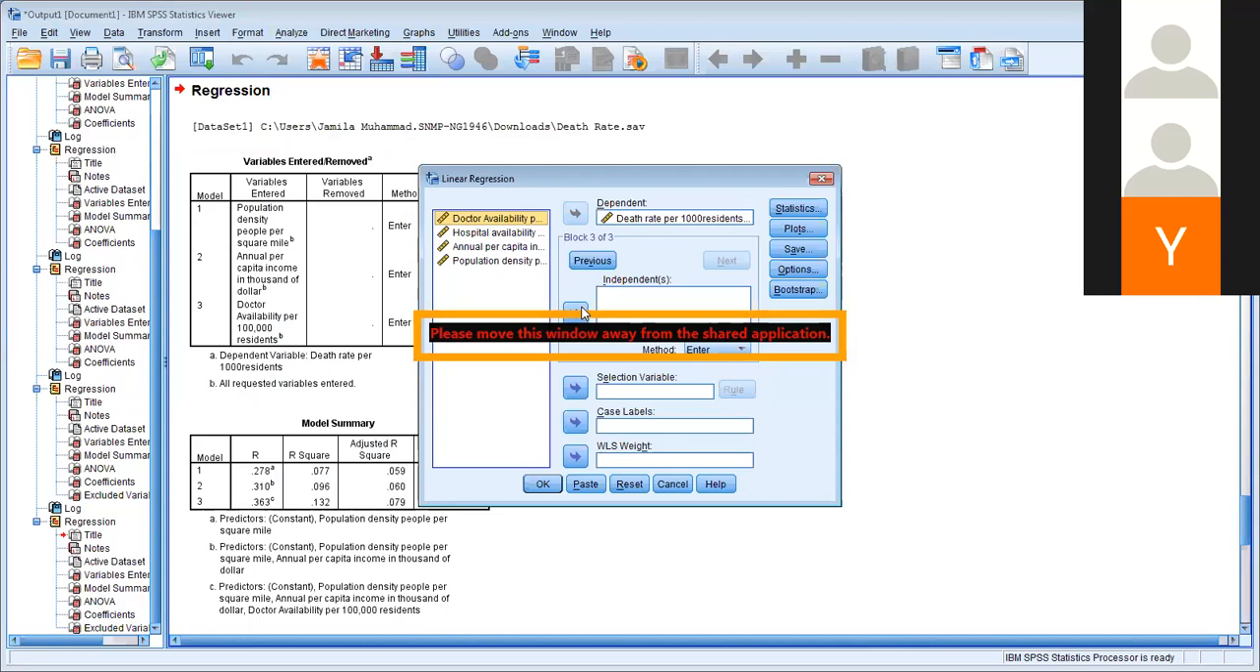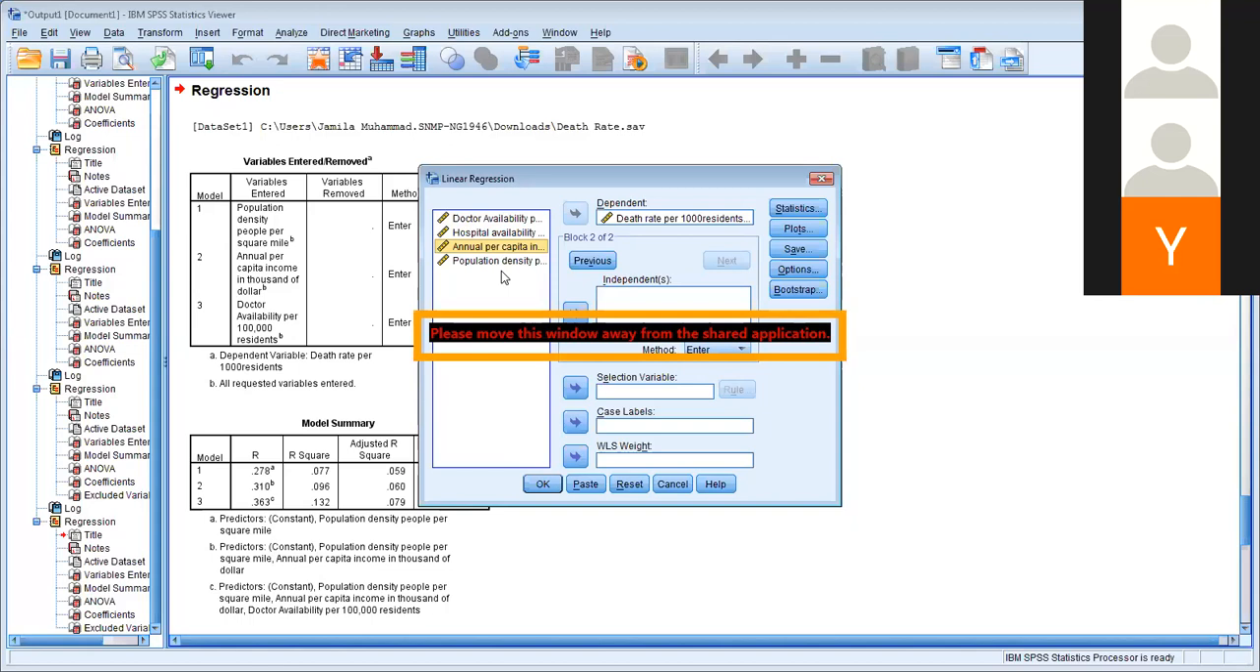Click on previous, please. Previous. Click on that previous. Previous, inside the cell. Yes, you have seen it. Remove the annual per capita. That was what I wanted to do before. Remove it. Put doctor availability there and run it.